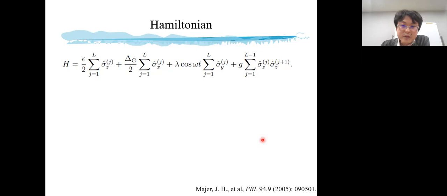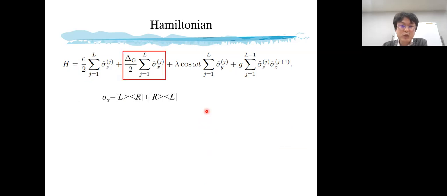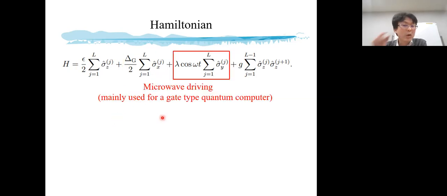So this is the total Hamiltonian of the flux qubits. First of all, we have an epsilon term here. Again, this sigma g is written like this. This is diagonalized by persistent current states L and R. So we have a sigma x term as well. This sigma x term causes a tunneling between L and R. By applying the microwave pulses, we can induce this lambda cosine omega t term as well. This kind of microwave pulse is realized in the context of the gate-type quantum computer.